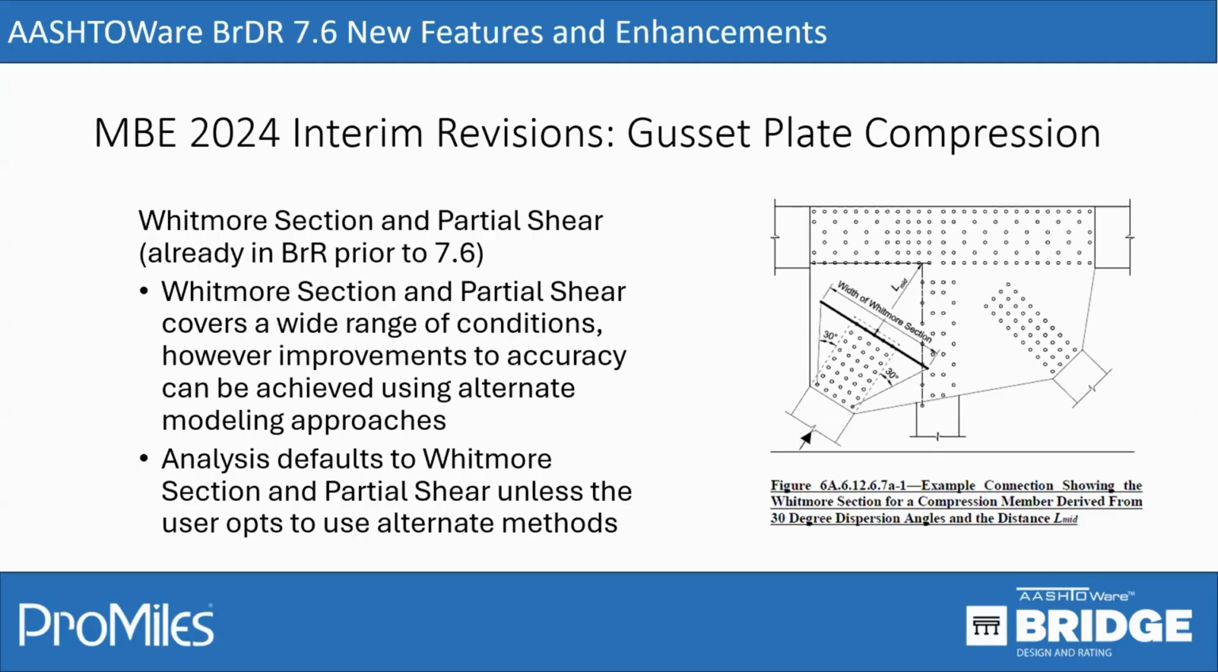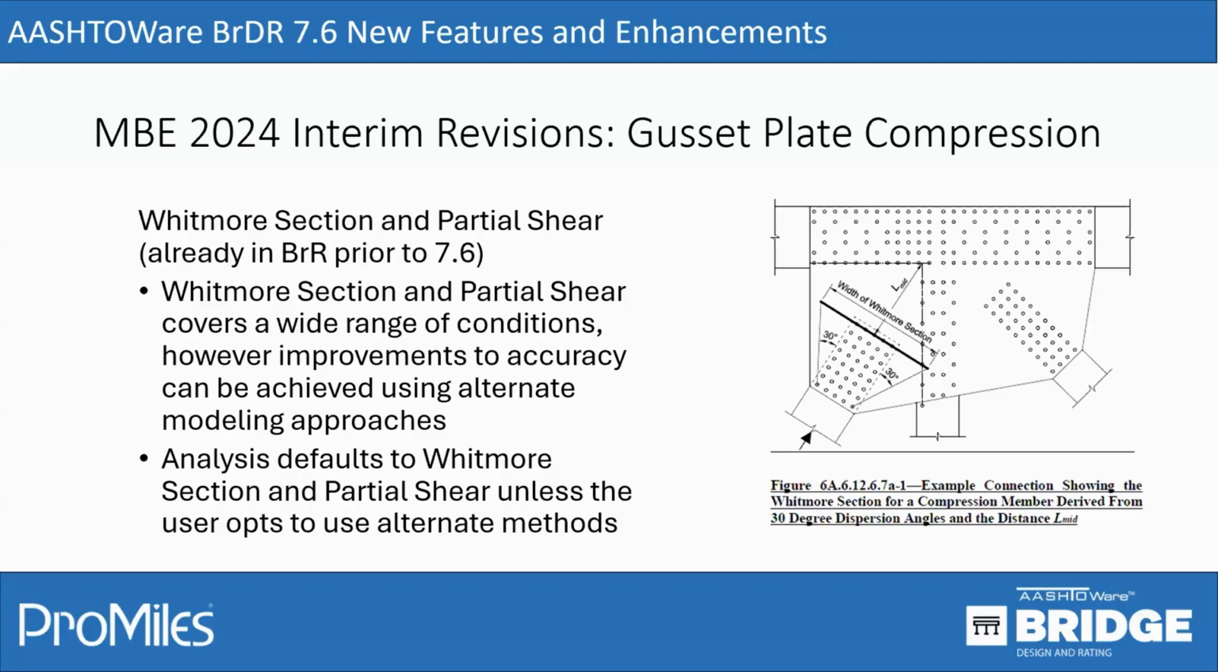In 7.6, this type of analysis essentially behaves the same as it did prior to 7.6. There's nothing about either of those analysis checks that changes, with the exception that the partial shear equations are moved to the compression section where it talks about compression in the MBE, since partial shear is really considered a compression check. So aside from the equation reference, there's no change to the way that that's analyzed.